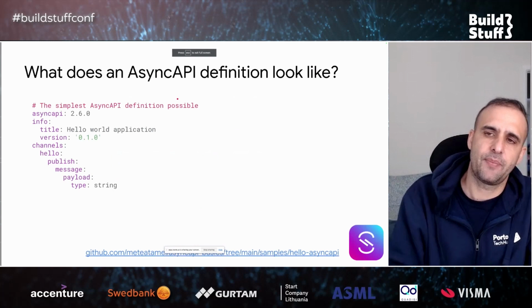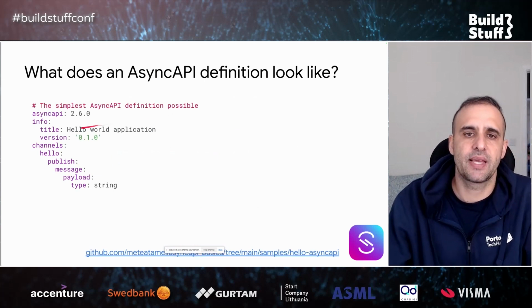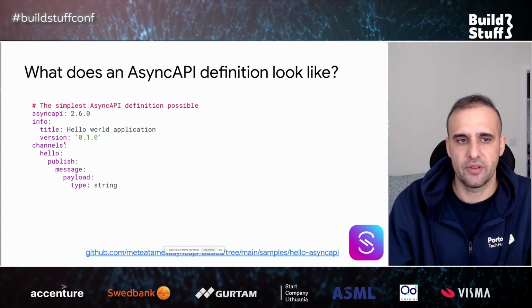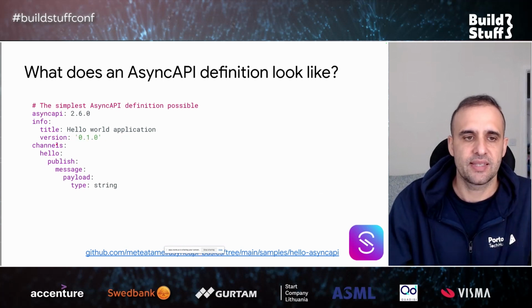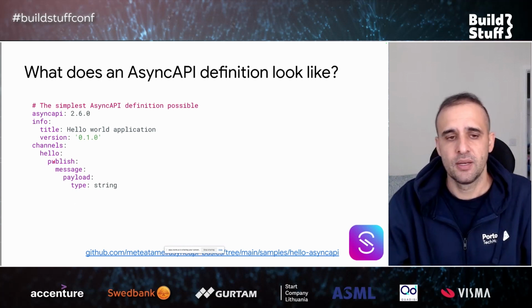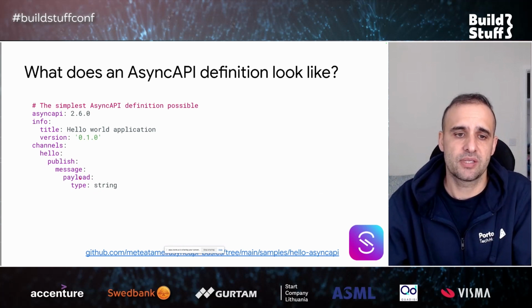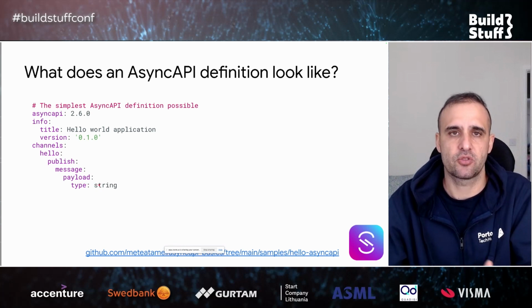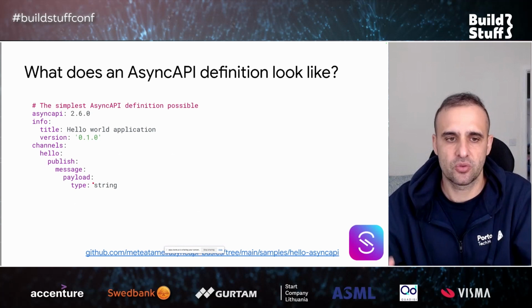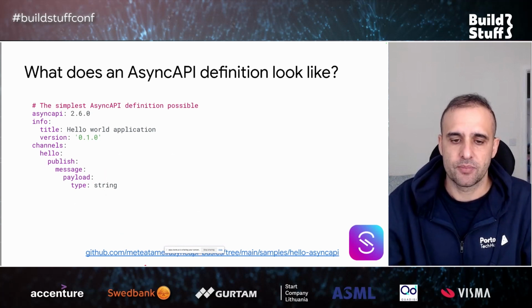Now, what does an AsyncAPI definition look like? This is the simplest AsyncAPI definition that you can have. First you define your app under the info. Then you need to define at least a single channel. Here we are defining a single channel called hello. Then you need to define an operation on the channel. In this case, it's publish, so I can publish messages to this channel. And then you define the schema of the message. In this case, we are publishing a message with payload type string. So we can send a string to this channel. This is the simplest one.